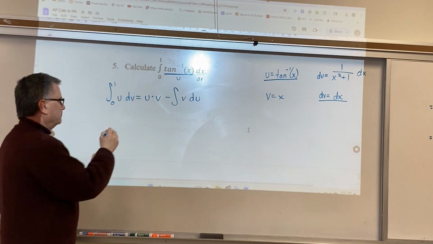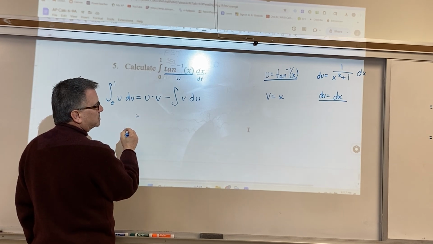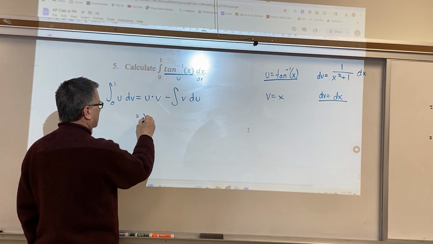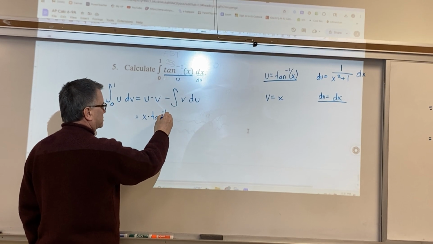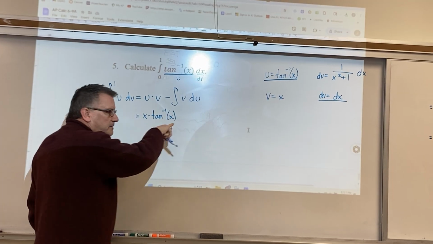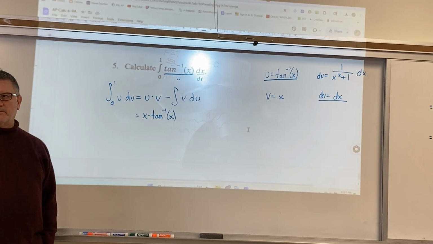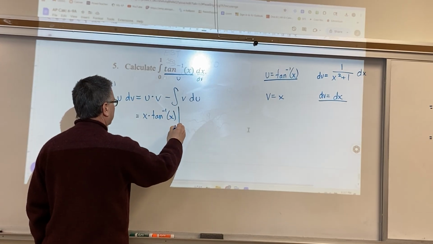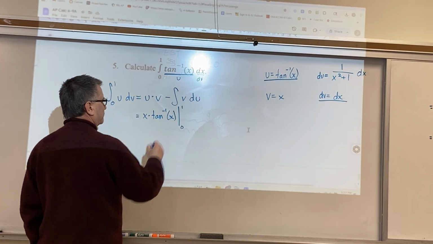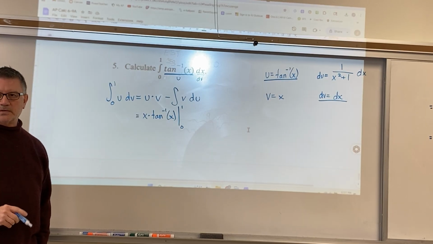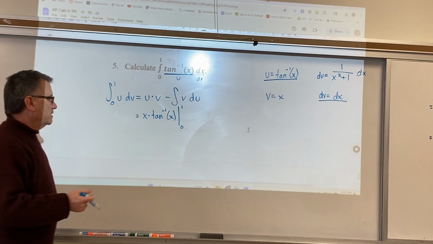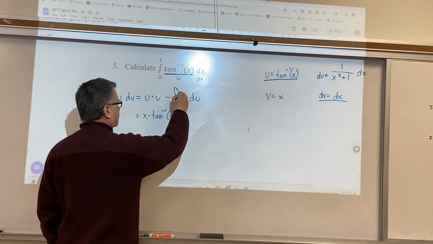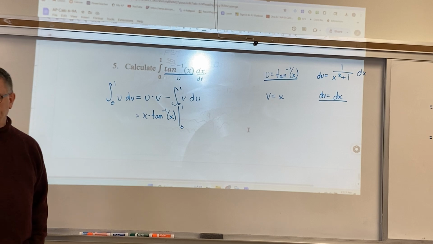Well, I got this one. U is inverse tangent x and V is x. I'm going to put the x up front so it doesn't get lost back here: x inverse tangent x. I don't have to take the integral of that, but it is a definite integral, so I'm going to have to take that from 0 to 1, because that is part of the integral. I just don't have to integrate it. And then I'm going to have a definite integral.